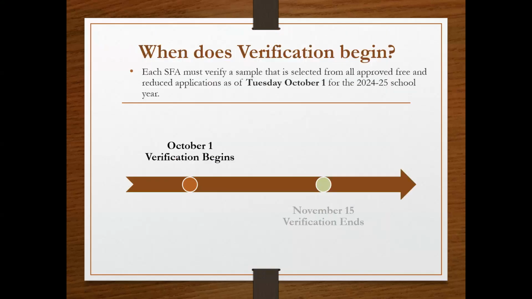All right, so let's go through these dates again. And you may say, well, why are we going through the dates again? You'll find that the dates can oftentimes be findings or common misunderstandings. So that's why we take a little bit of time to go through them. All right, again, verification begins on Tuesday, October the 1st. Each SFA must verify a sample that is selected from all approved free and reduced applications, again, as of October 1st, which is a Tuesday. Remember, the confirmation process must take place before notification letters are distributed to the household, and we will discuss in detail what confirmation means to all SFAs in North Carolina.